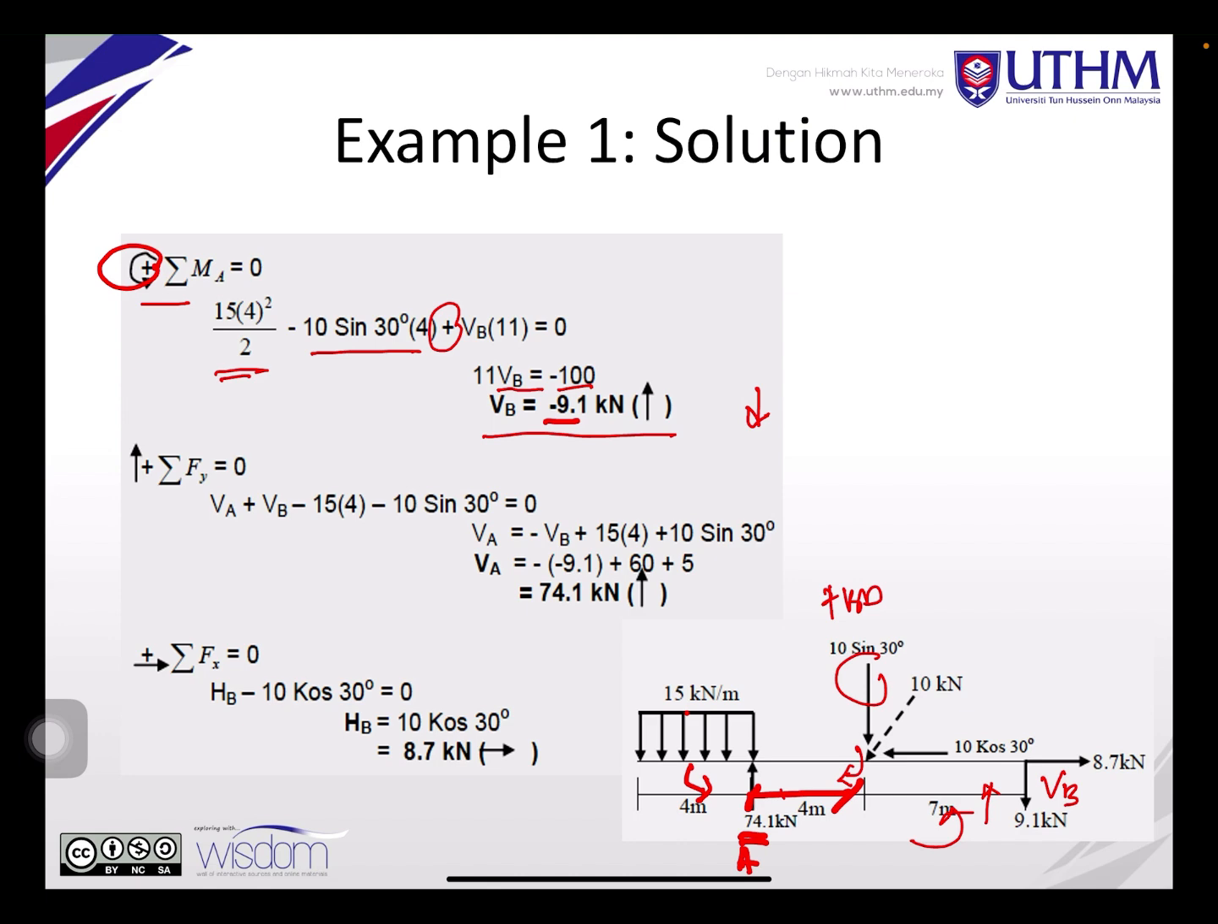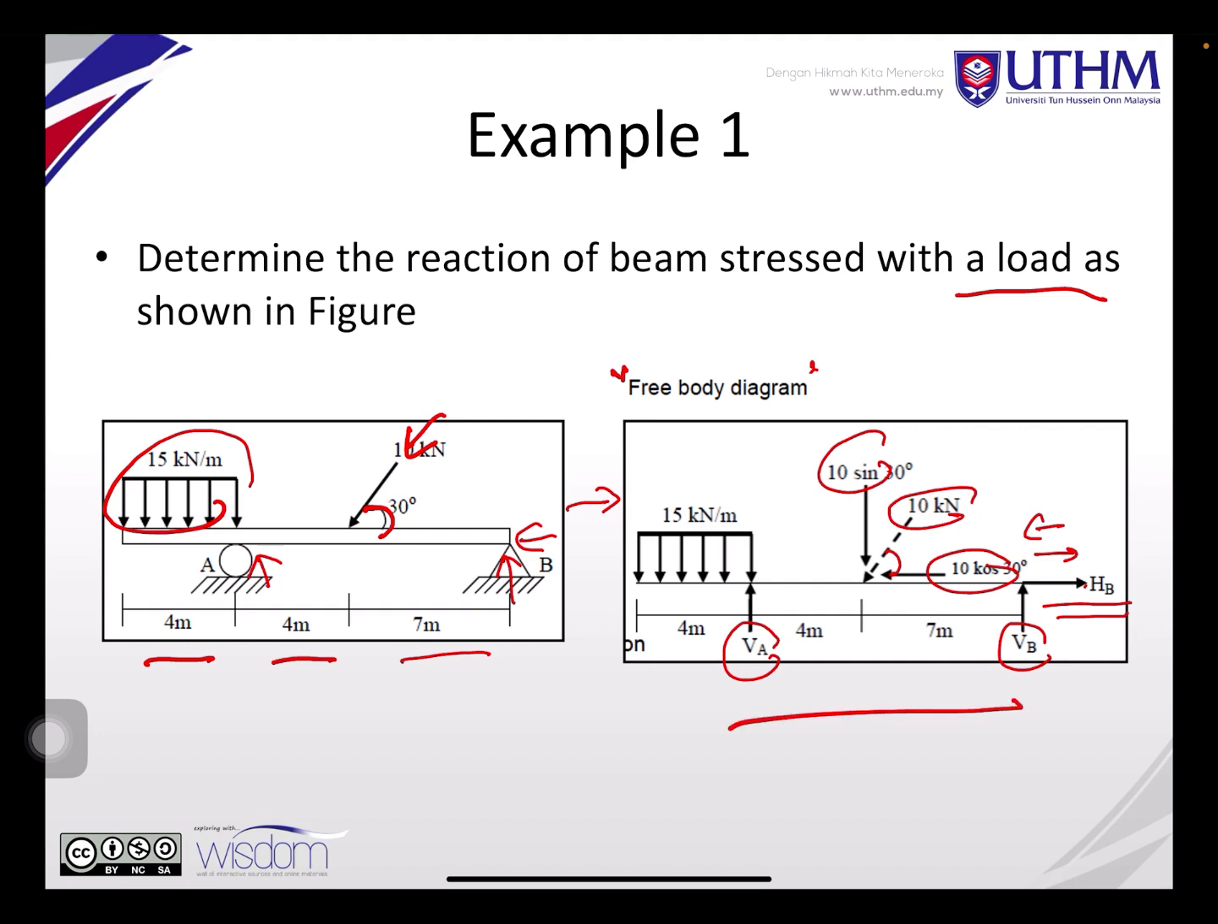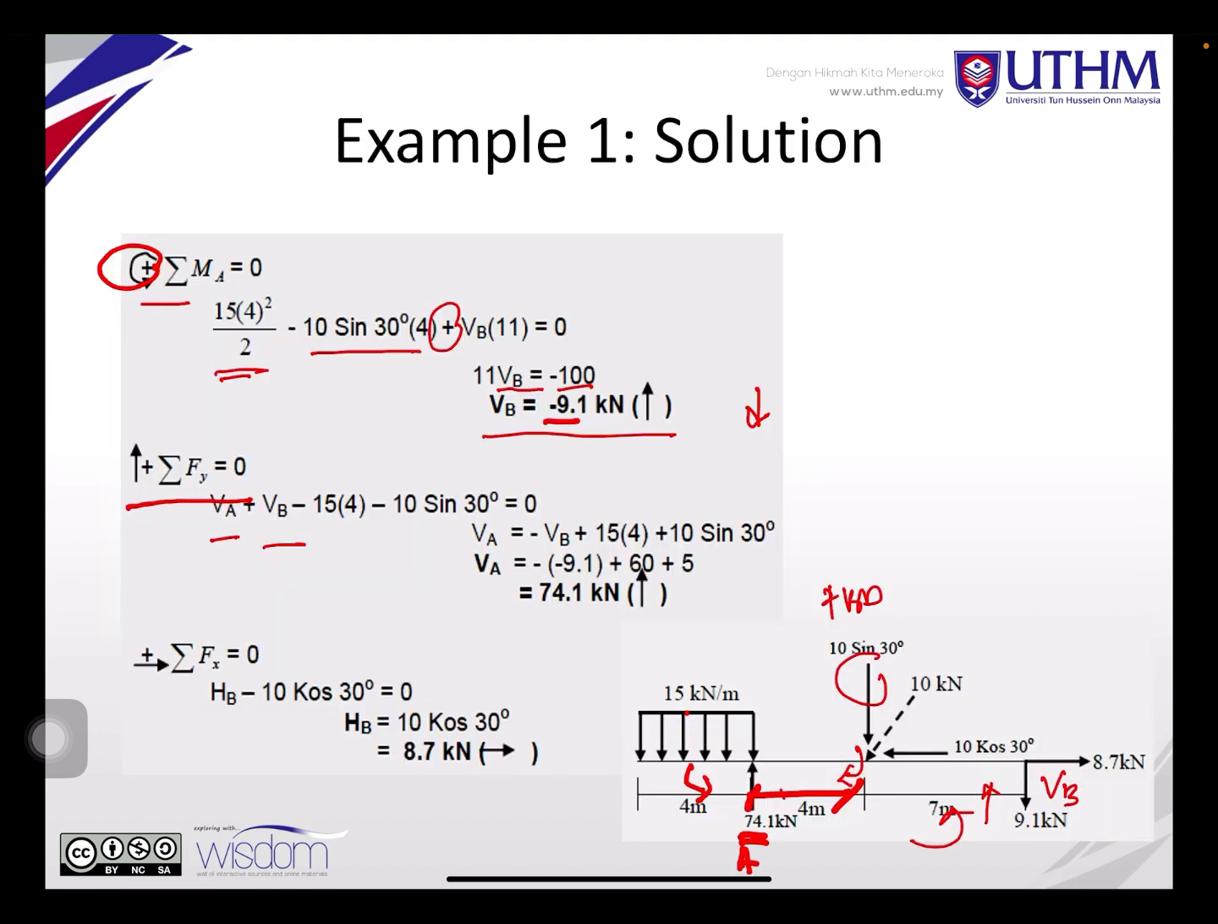Then you calculate ΣFy equal to 0. You get VA plus VB, as assumed, using this free body diagram. So VA plus VB minus 15 times 4 minus 10 sin 30 degrees is equal to 0. The 15 times 4, you transform back from the uniform distributed load. So VA is equal to minus VB.